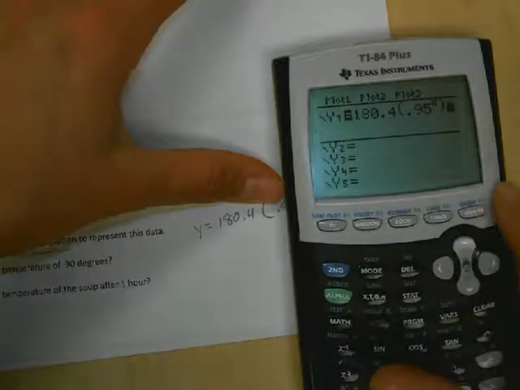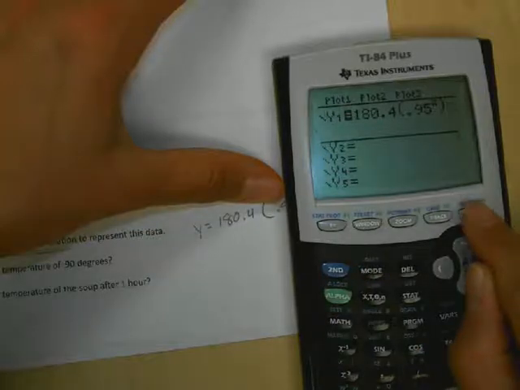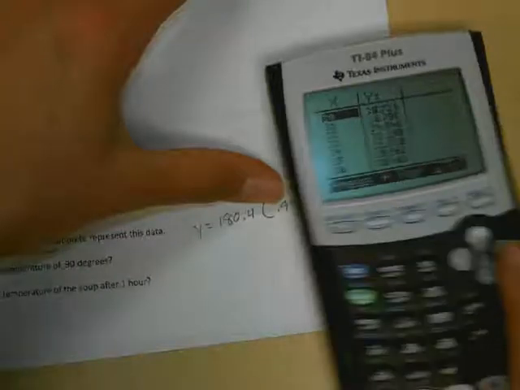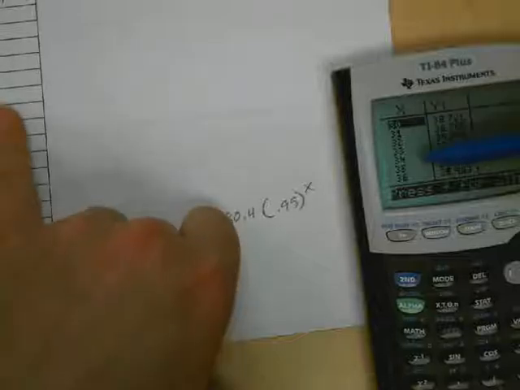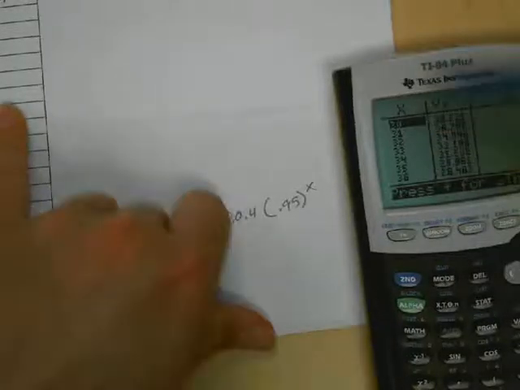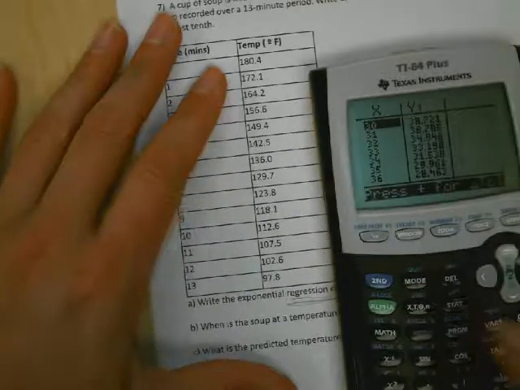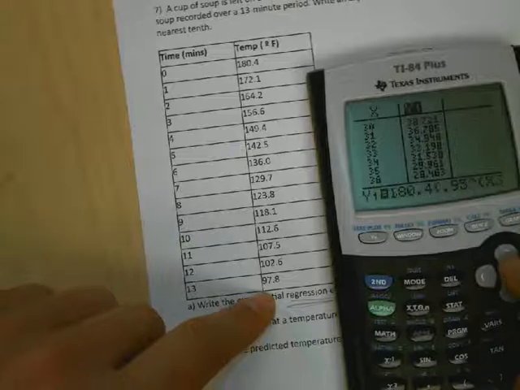From there, I can either graph it by hitting the graph button, or I can look at the table of values by hitting second graph, which will give me the table. The blue button there is table. Looking at the table, these are my minutes, the left-hand side, and the output is the actual temperature. So I'm looking for where the temperature was at 90.